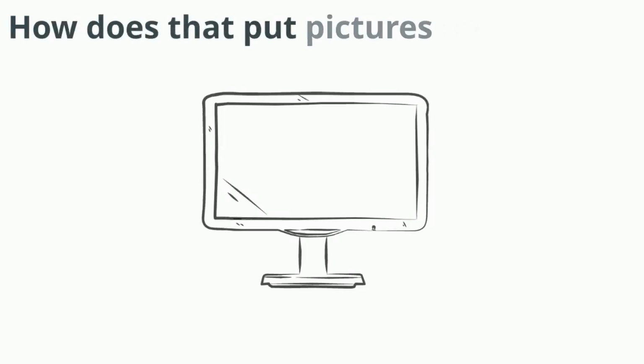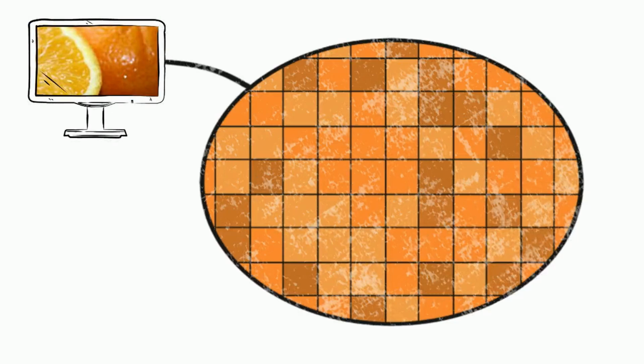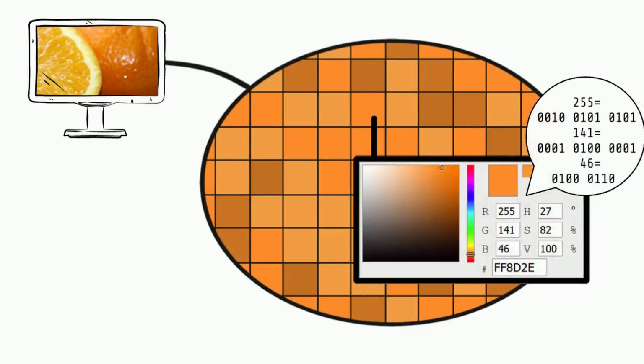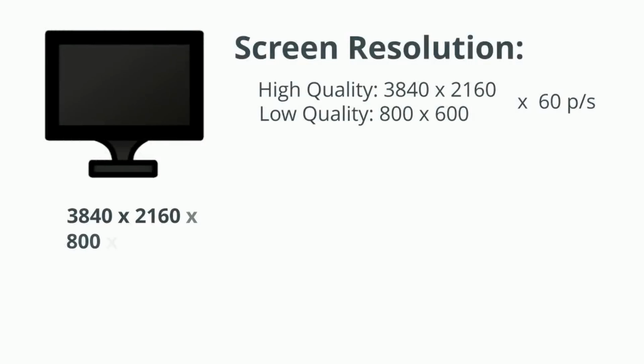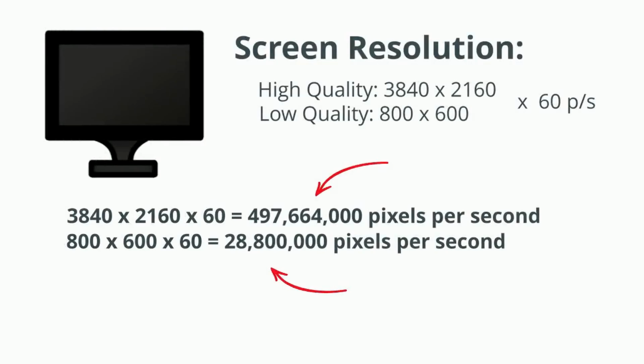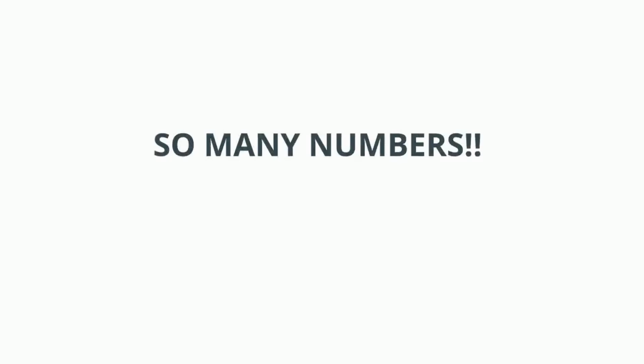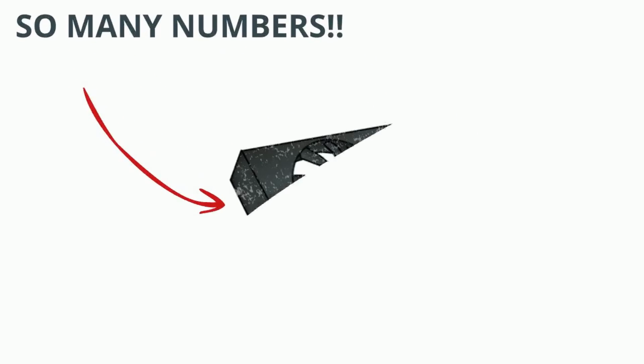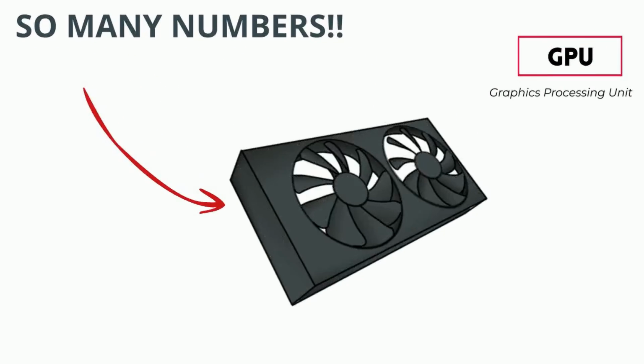Now, how does that put pictures on a screen? Well, a screen is made up of tiny pixels of color. Each color can be represented by a series of numbers. There are millions of pixels in an image or frame, and there's typically 60 frames per second in a video. Now that's a lot of numbers. Because there are so many numbers, it's all processed on a graphics processing unit, or GPU.